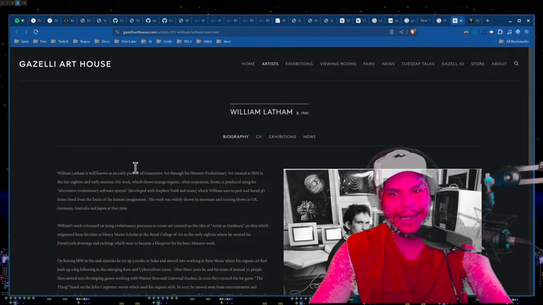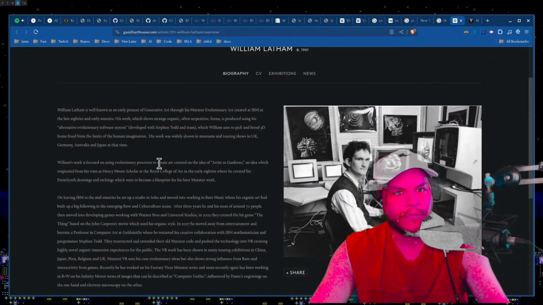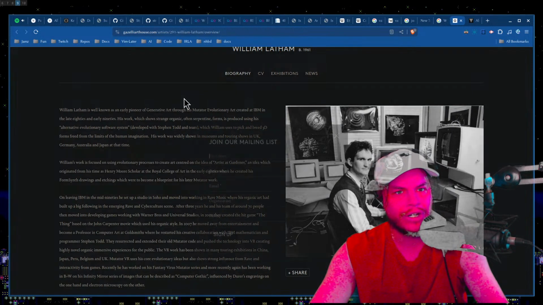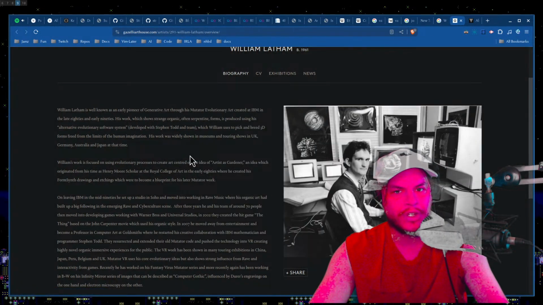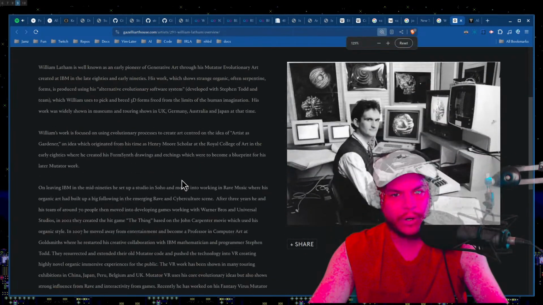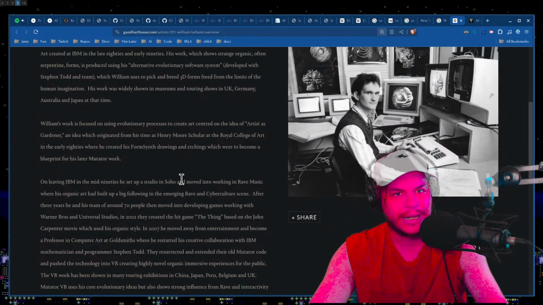William Latham, early pioneer of generative art, through his Mutator evolutionary art created at IBM in the late 80s and early 90s. His work, which shows strange, organic, often serpentine forms, is produced using his alternative evolutionary software system, used to pick and breed 3D forms free from the limits of the human imagination. His work is widely shown in museums touring the UK, Germany, Australia, and Japan at the time. It's focused on using the evolutionary process to create art centered on the idea of artist as gardener. Ooh, love that.